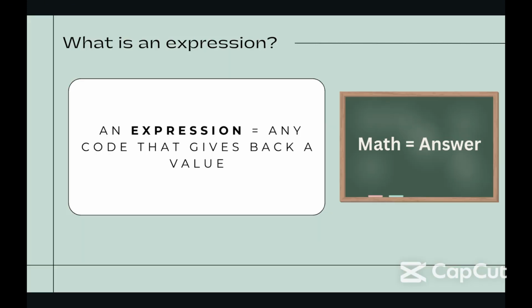First up, what is an expression? An expression is just something that gives you a value. It could be a number like 5, a variable like score, or just something like age plus 3. JavaScript sees that and gives you a result.